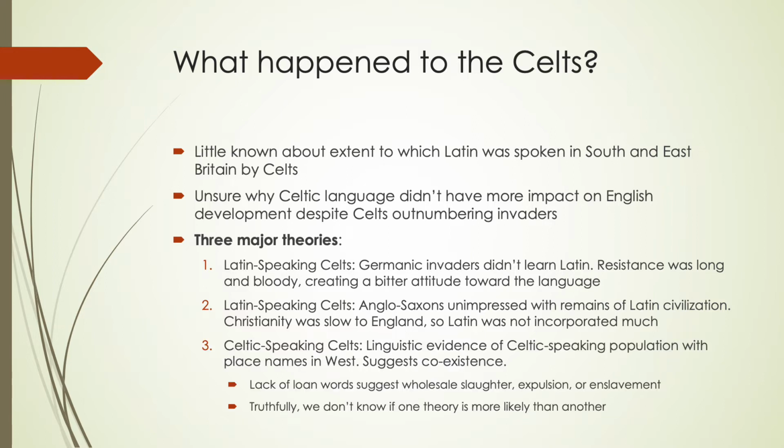And then finally, there's the idea of Celtic-speaking Celts with Celtic as their primary language, which is corroborated by some linguistic evidence of a Celtic-speaking population, with place names that we find today, especially in the western parts of the British Isles, that would suggest a coexistence and a continued use of Celtic as a language. But there was a lack of loan words that would suggest that either they were slaughtered, they were moved out of the area, or they were enslaved and not allowed to use their language. And the truth is, we just don't know if one of these theories is more likely than another. This is just based on what little history and documentation we actually have of the area.